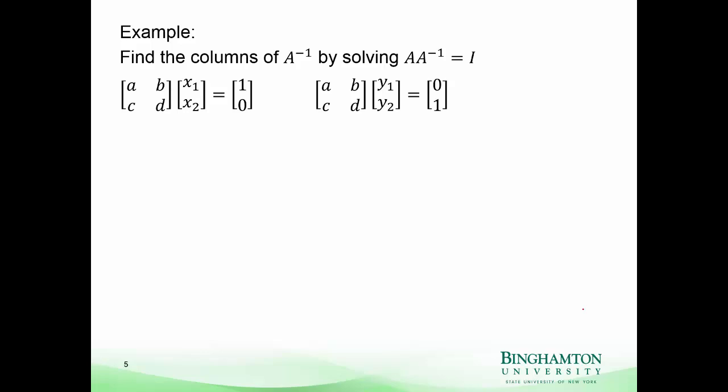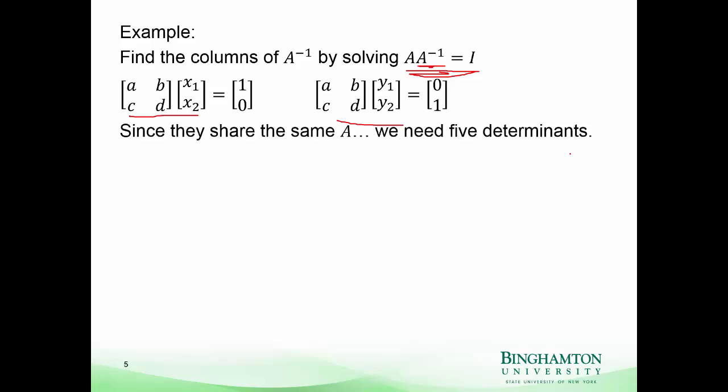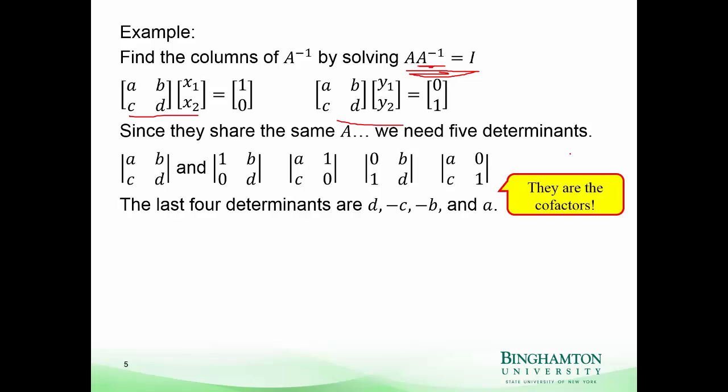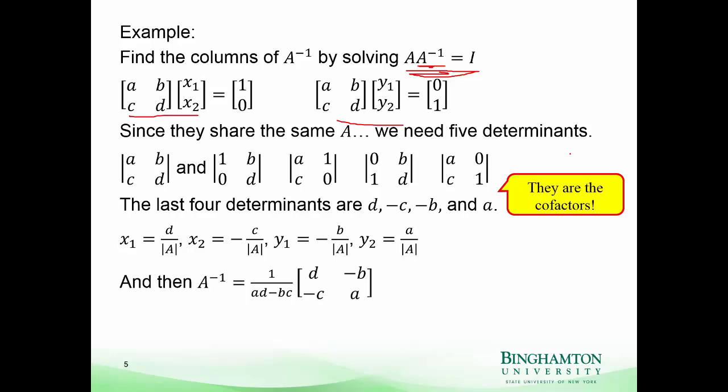Here's another example. We can extend this idea to find the inverse. Basically what we're solving is A times A inverse is equal to I, and we're trying to solve for the inverse. So we're looking for two systems that share the same A, and therefore we really only need 5 determinants, and those would be the ones that we would need to evaluate. The last 4 determinants are just d, negative c, negative b, and a, and those are the cofactors, and we get what we know is the answer for this.